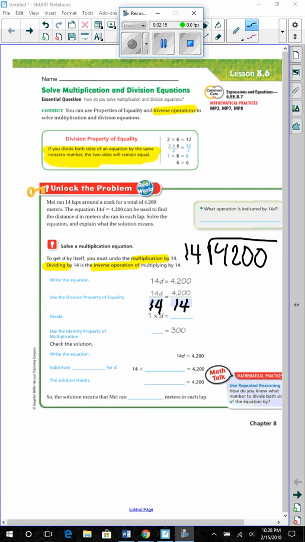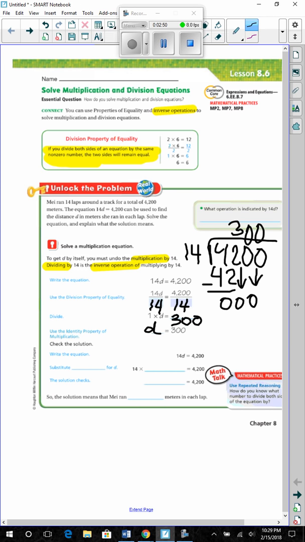Okay, let's do this division. So we're going to divide 4,200 divided by 14. So 14 goes into 42 3 times. 3 times 14 is 42. Bring down the 0. Goes in there 0 times. Bring down the other 0. 0 times. So 1 times d equals 300. And then d equals 300.